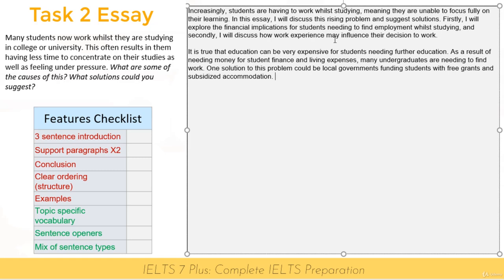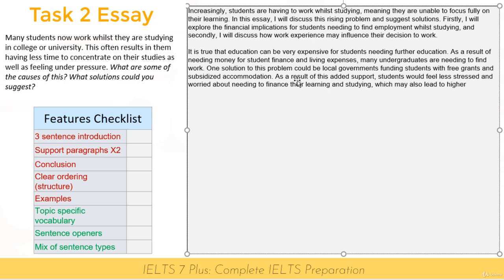And then I need to say what the result is, so it's my result sentence. As a result of this added support, students would feel less stressed and worried about needing to finance their learning journey, or their learning and studying, which may also lead to higher scores in their studies.